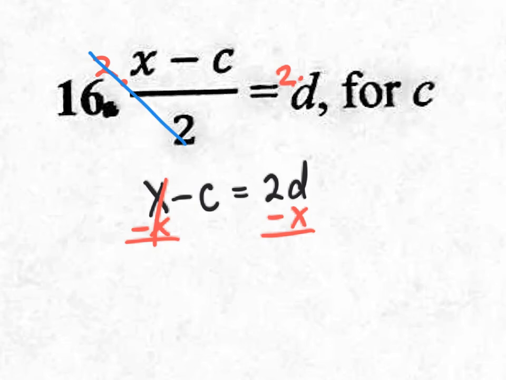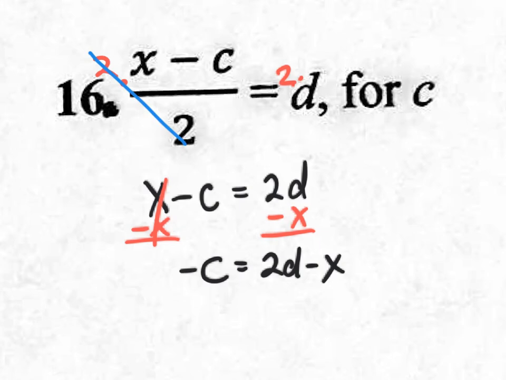Now the question is, could I do 2D, take away X? Could I actually subtract these guys? No, right? It's like saying I have $2, I want to take away an apple. I can't do that. So what am I going to do? I'm just going to rewrite it. Let me rewrite everything. I have a negative C on this side. I have equals, and I'm just going to rewrite 2D minus X. Can't do it, so I just rewrite it.